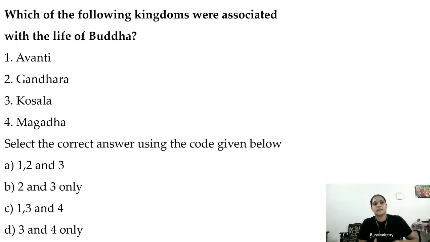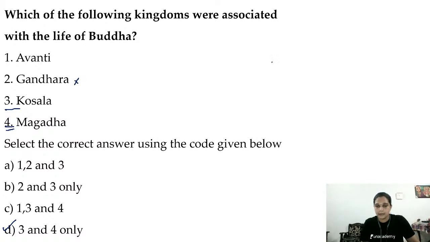Which of the following kingdoms are associated with life of Buddha? So the answer is 3 and 4 only. I'll tell you why. They're asking about life of Buddha. So in that concept, Kosala and Magadha only will come. Avanti and Gandhara will not come. Gandhara is in the present day Pakistan, that side.